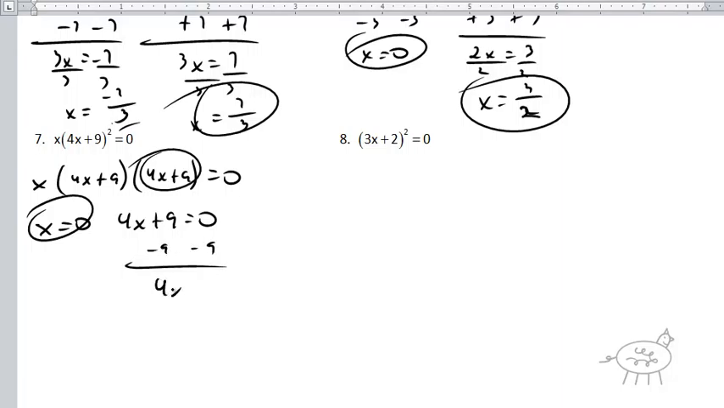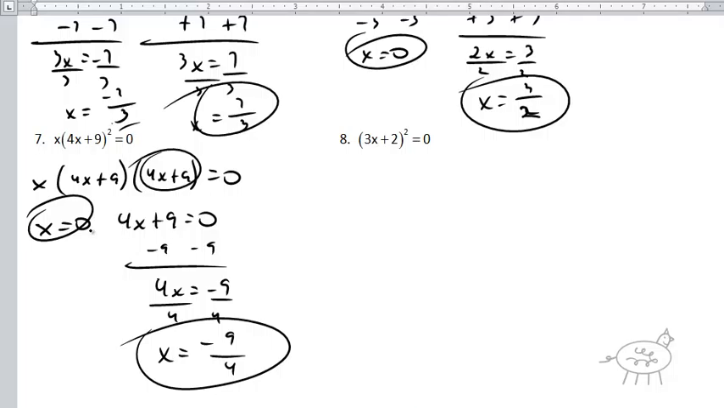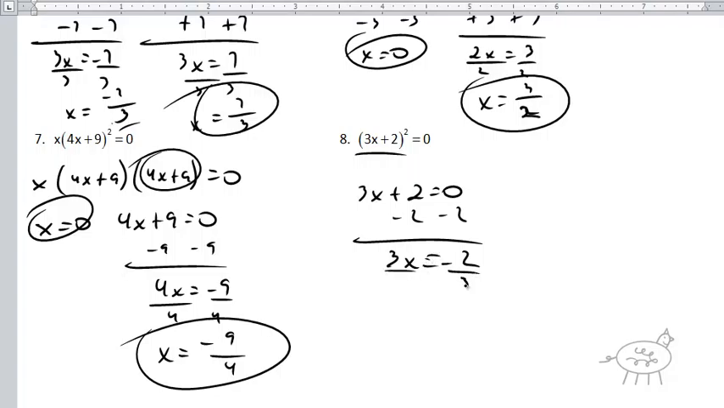Subtract 9, so 4x equals negative 9. Divide by 4. x is negative 9/4. So those are two answers. Once again, it's squared, so I just need to do it one time. So subtract 2, 3x equals negative 2, and then divide by 3. x is negative 2/3.